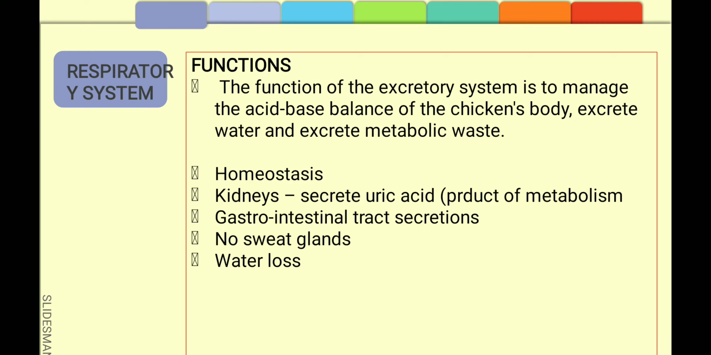kidneys. So the kidneys excrete uric acid as the byproduct of metabolism, and there are the gastrointestinal tract secretions. And here in the excretory system of the chicken, there are no sweat glands. And also we are gonna talk about water loss.